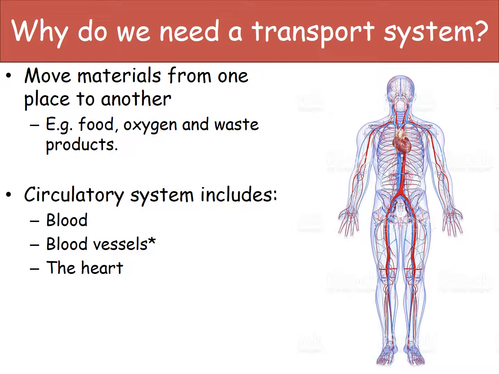Well, our bodies need a transport system in order to move different materials from one place to another. For example, food, oxygen and waste products have to be moved to and from all the cells in our body. Our transport system, or circulatory system, includes the blood, a system of tubes or blood vessels, and the heart, which is needed to pump blood through the blood vessels and around the body.